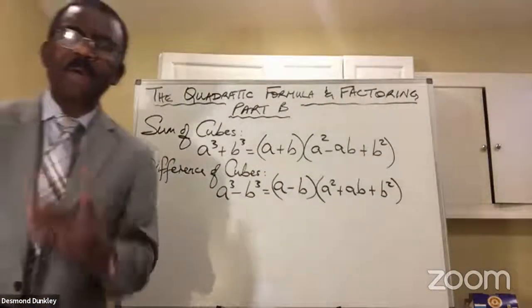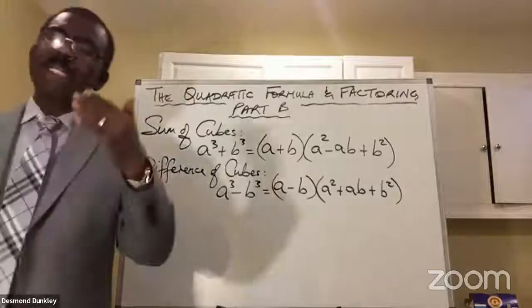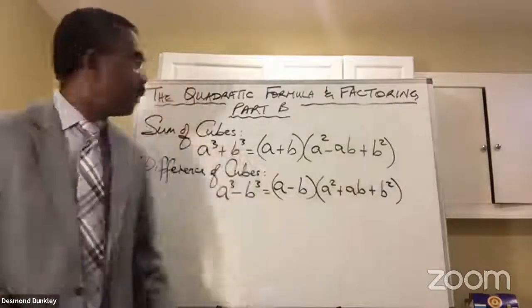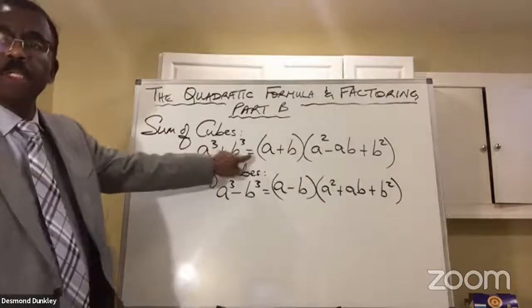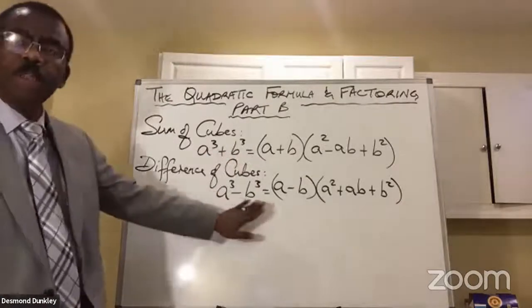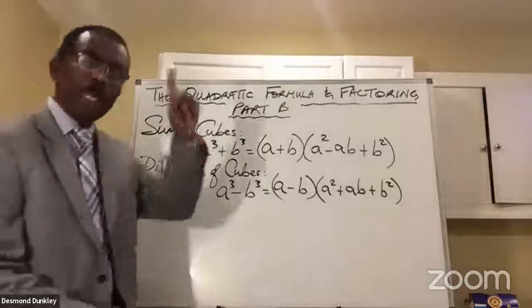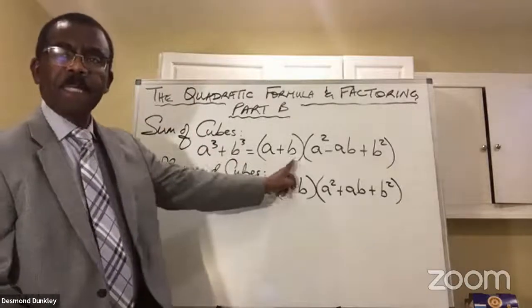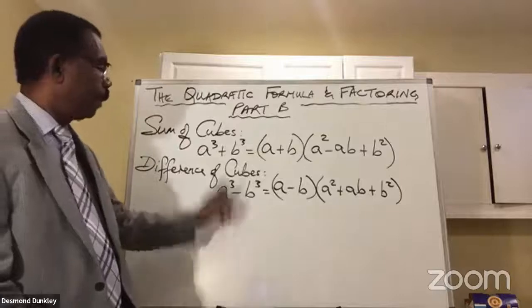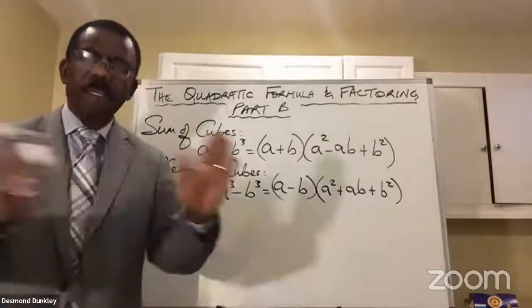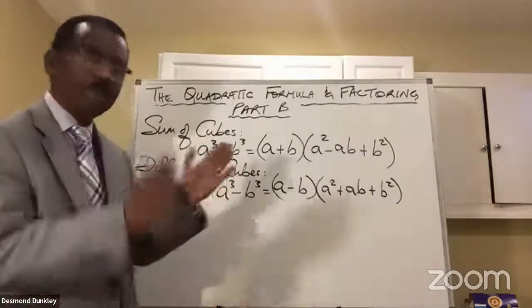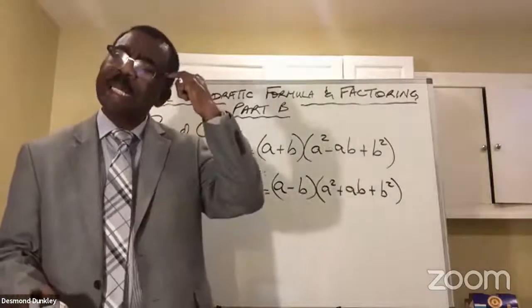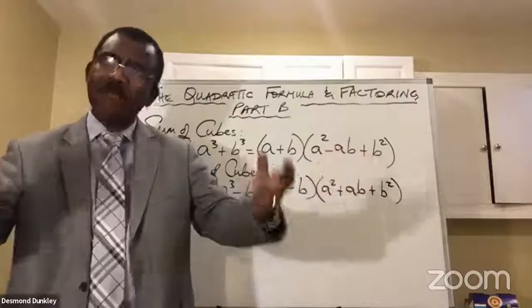So there's a pattern. If you're doing pure math, if you go on to advanced math, you're going to need to know what the factorization of a sum of cubes and a difference of cubes is. And look at the pattern. If it's the sum of cubes, you start with a plus b. If it's a difference of cubes, you start with a minus b. Not rocket science. I'm just trying to show you the pattern, because in math, a lot of it has to do with seeing patterns.